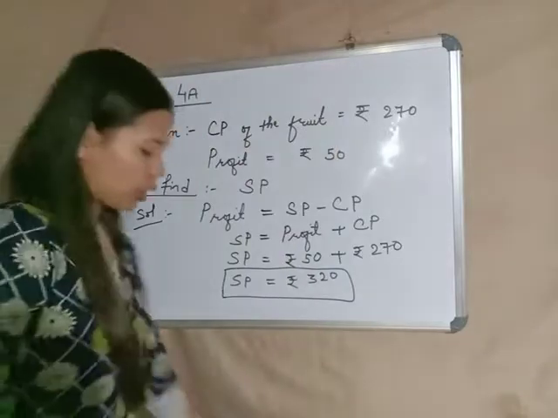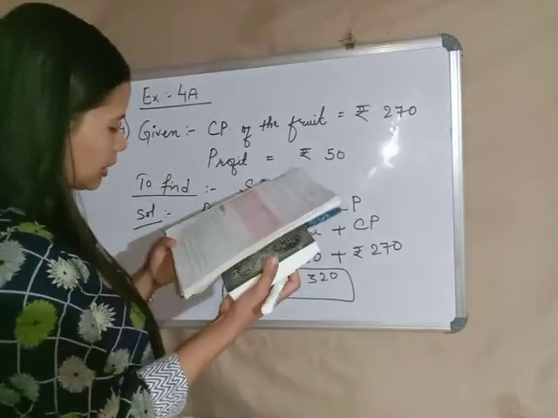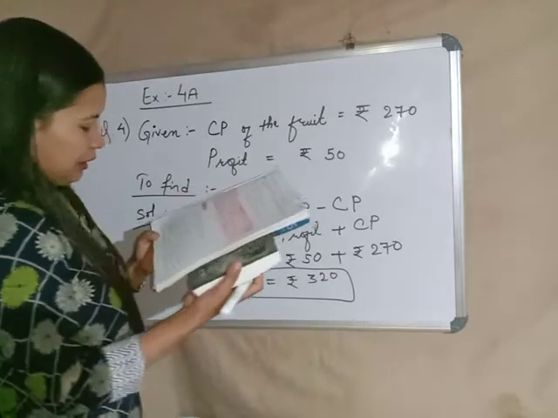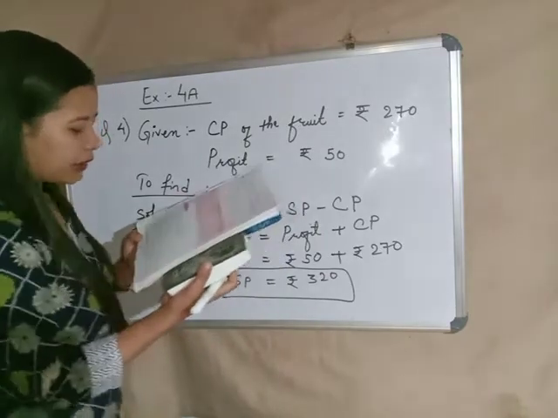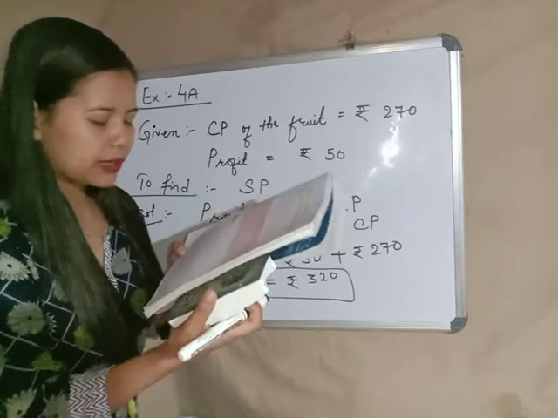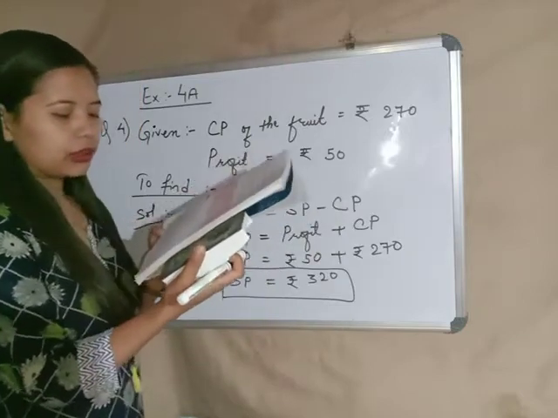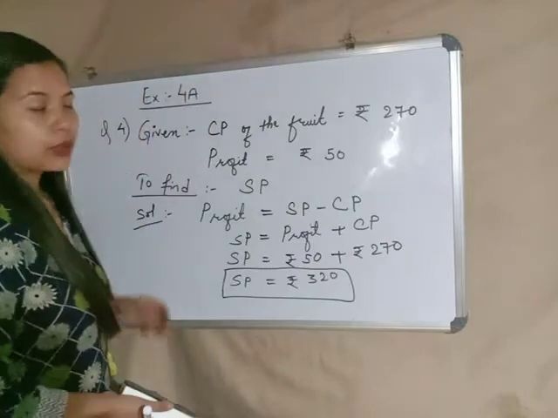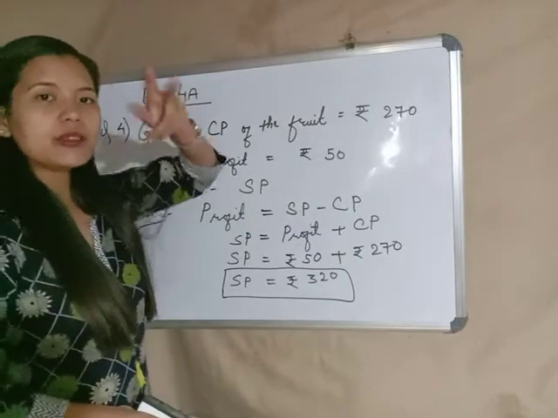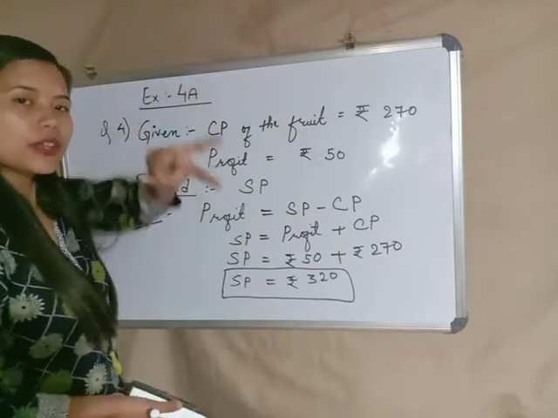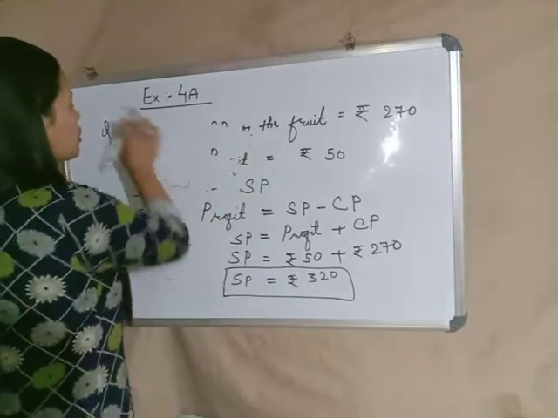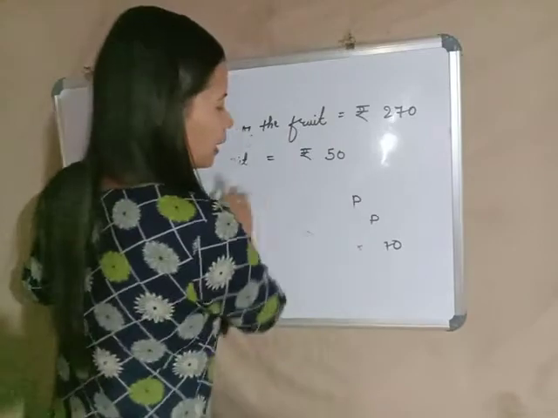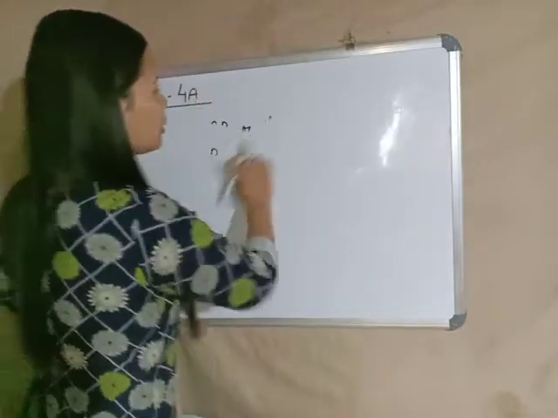Question number 5 is the same as question number 4, but the difference is that it's given that a man incurs loss of rupees 370 by selling an article for rupees 120. So you need to find the cost price. The things that are given are selling price and loss. You need to find cost price. So you need to use the relevant formula for that. Question number 5 I'm not doing. Now let's move on to question number 6.